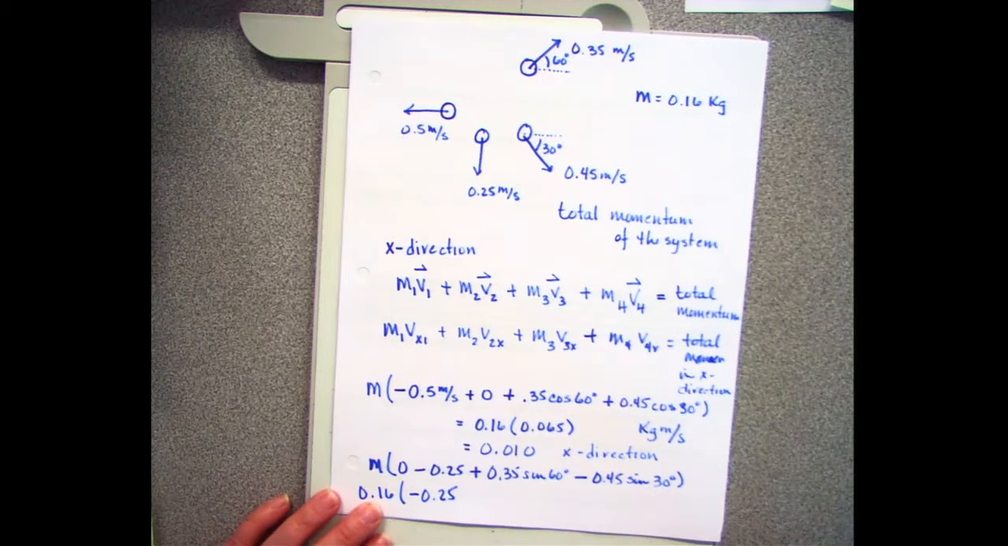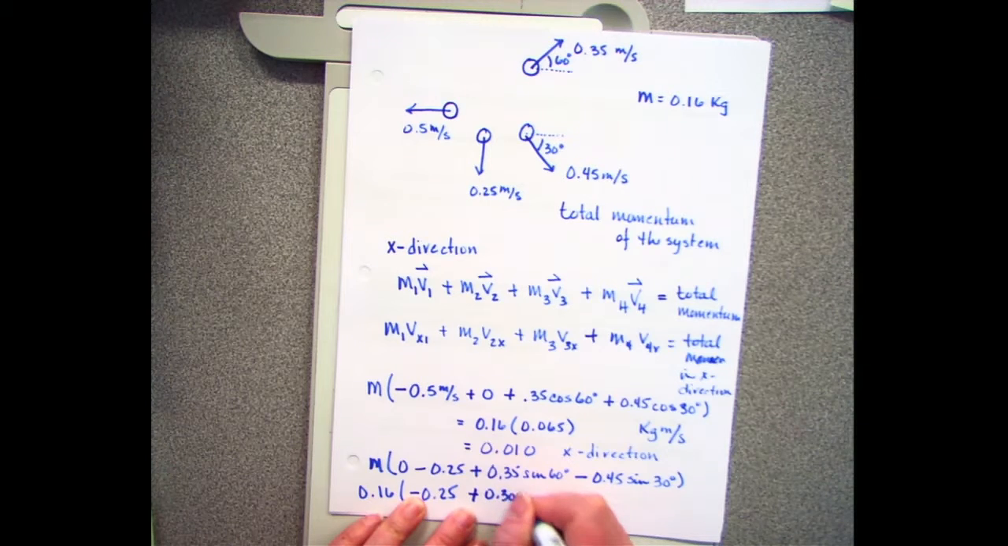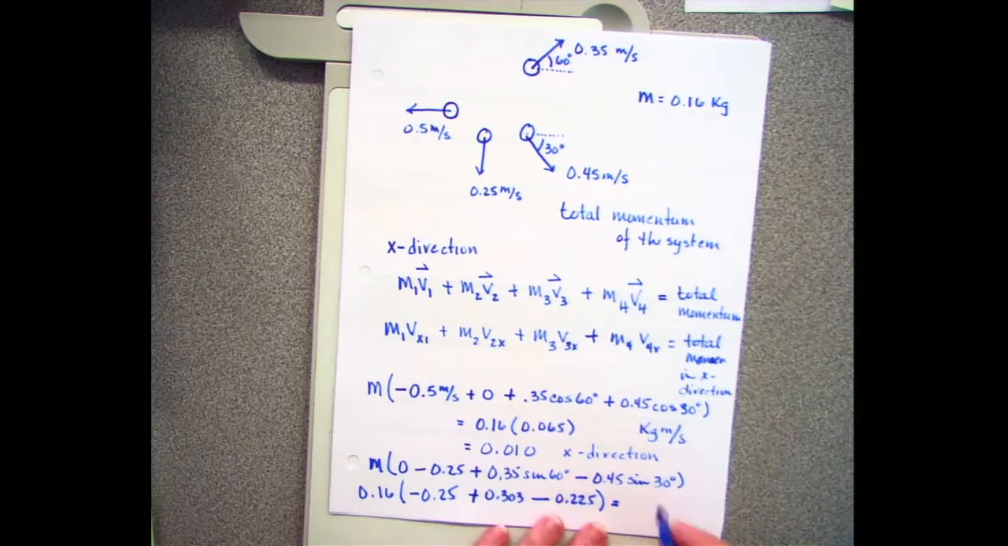And I can add in these other ones. 0.35 times sine of 60, this is plus 0.303. That's minus 0.225, which gives me, when I plug it all together, 0.028 in the Y direction.